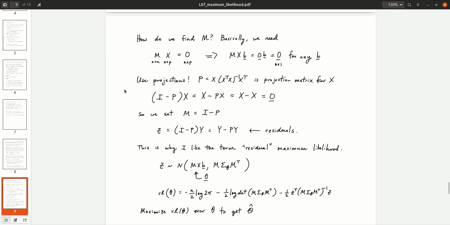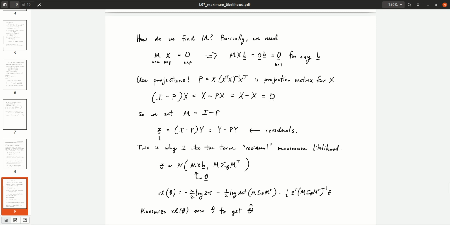And the solution to this is to use projections. So if we define the projection matrix P, x transpose x inverse times x transpose, this is the projection matrix for x. And then we do I minus p times x. This is going to be I times x minus p times x, so x minus px. P is the projection matrix for x, so projecting onto the columns of x. Therefore, px is x, and we get 0. So if we define m to be I minus p, then we get exactly what we want.